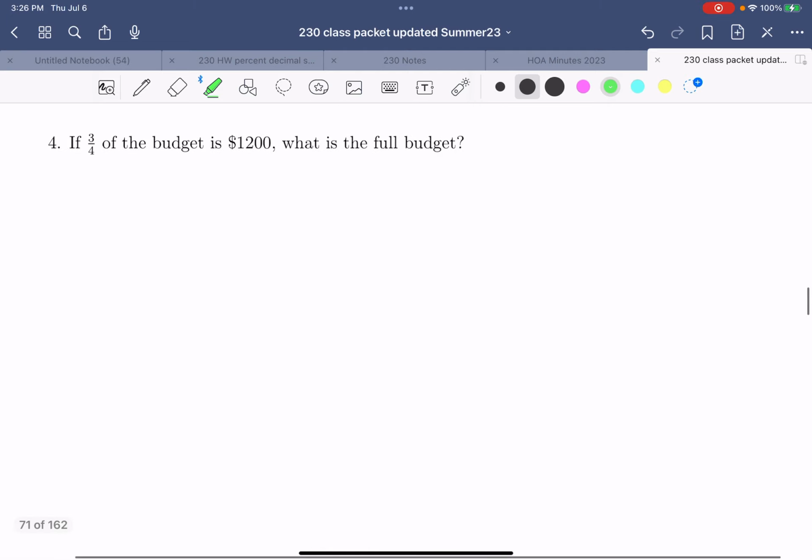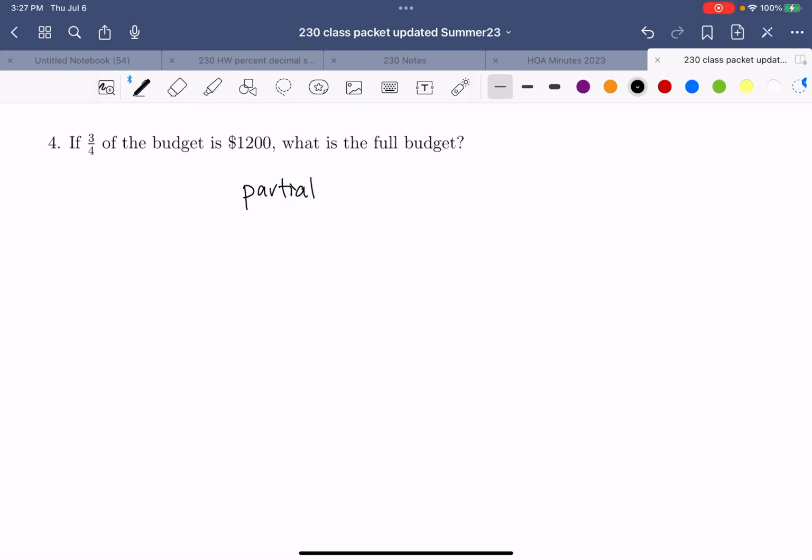And then the last one, again, this one's short, so it's hard to know what to write down, but we've got, if 3/4 of the budget is $1,200, what is the full budget? And so we've got dollars for sure. And then we have the partial budget that they reference, the 3/4, that's the part of the budget. And then we have the full budget. And so then we want the fraction or the ratio.